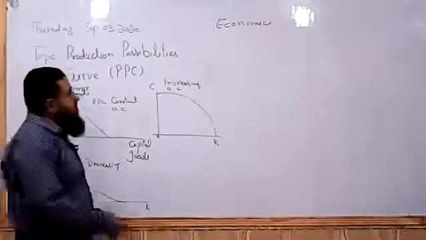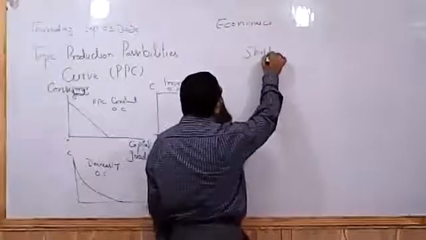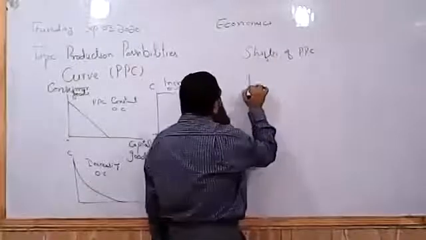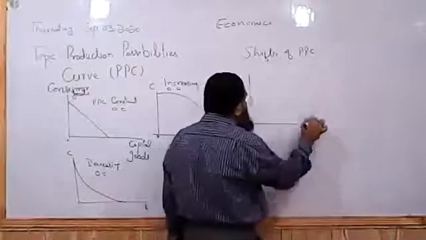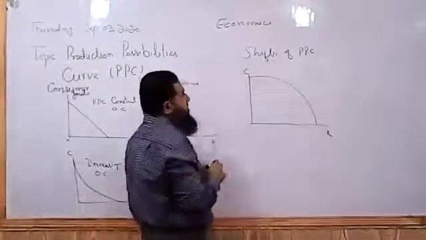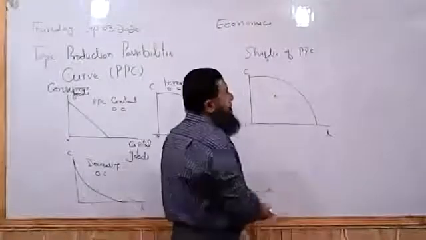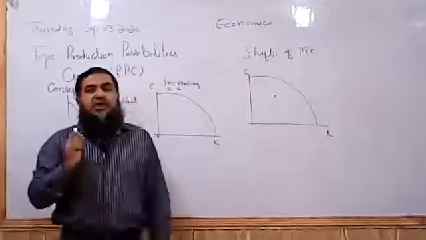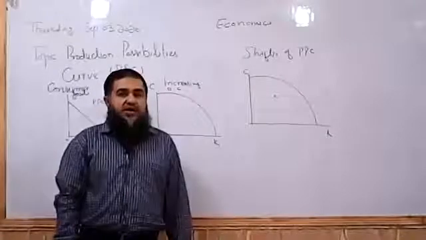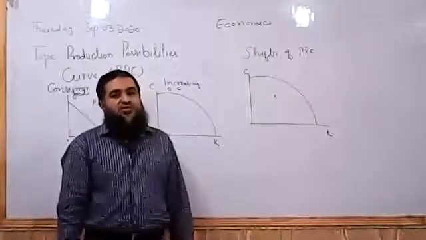So today I'm going to do something about shifts of PPC. As we see, a normal PPC is having this shape, which is increasing opportunity cost. As we see, any point below PPC, that is point X, shows unemployment of the resources. Resources are not fully employed. More could be produced by employing those available resources.